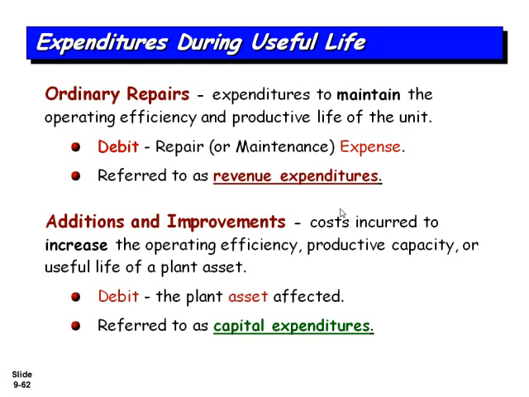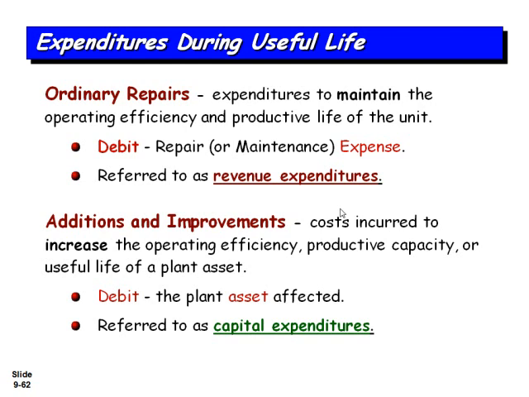Let's move on. During the life of an asset, you may have the occasional repair. For example, with a truck, you would have an oil change, or maybe a brake alignment, or a tune-up for it. This is considered an ordinary repair. These are expenditures to maintain the operating efficiency and productive life of the asset. You know, this is something you have to change your oil. My husband tells me you have to change your oil.